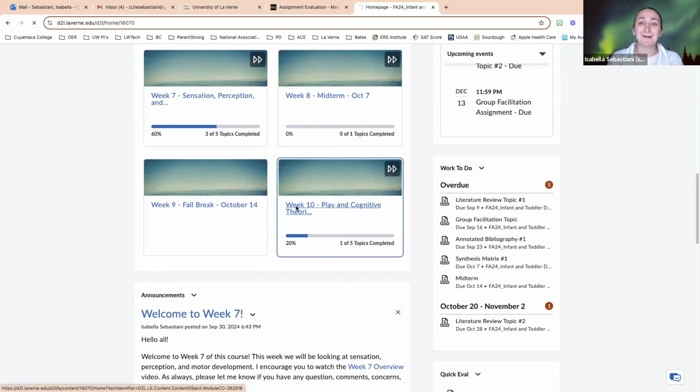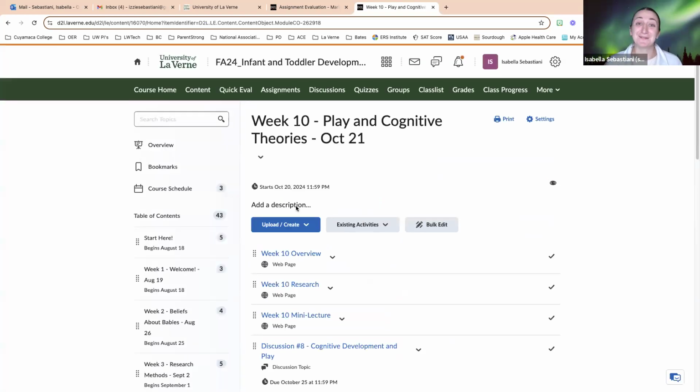We're looking at play and cognitive theories. This week also marks our first week of facilitation groups. So, we have our first group facilitating this week's content, which I'm very excited for.